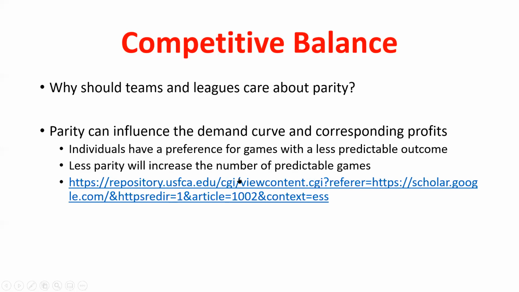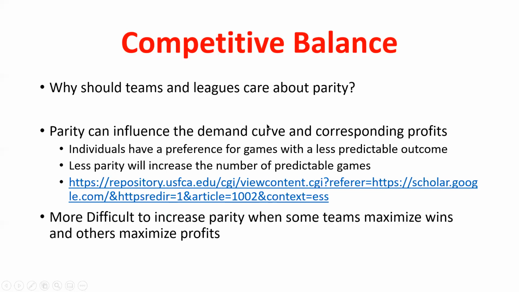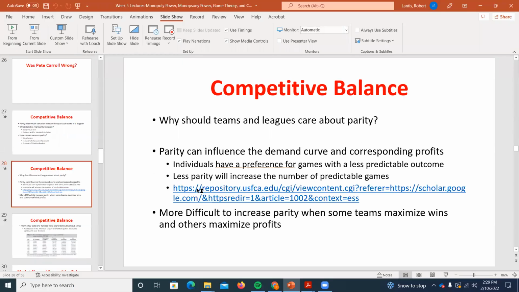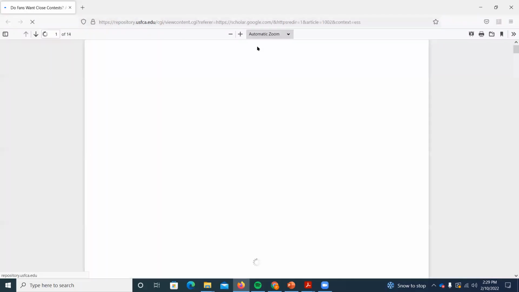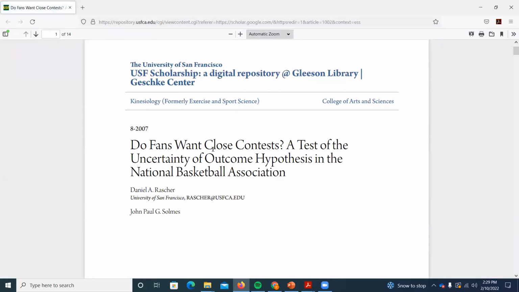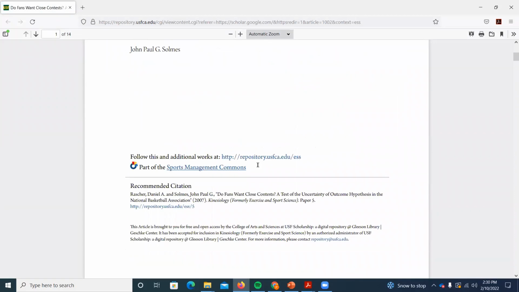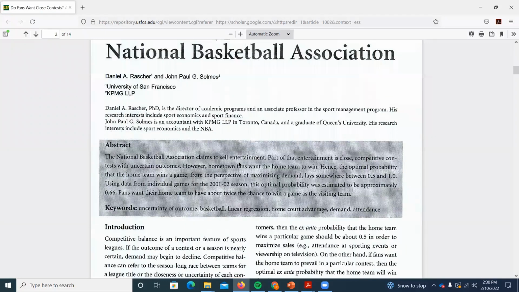I think this is not the paper I gave you. Let me see if I can get this to pull up. I think this is an older paper, if I recall. It looks at whether, in the NBA, when win probabilities start to get really, really high, so it's almost a guarantee that a team's going to win, what happens to attendance?